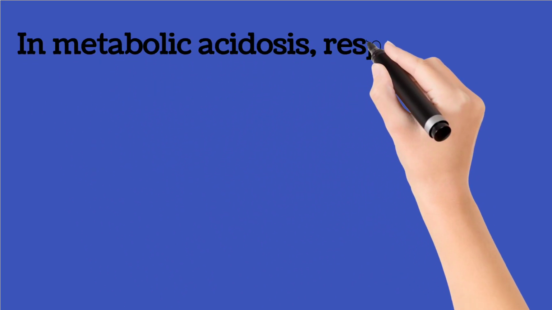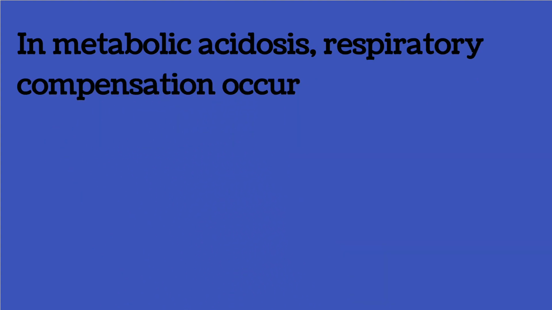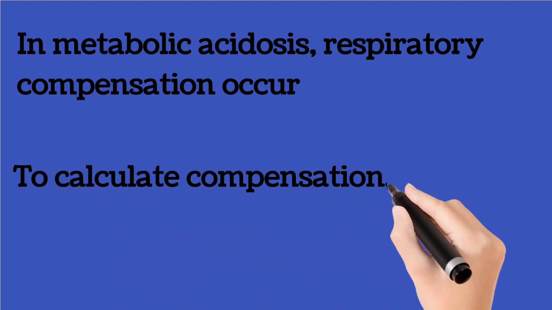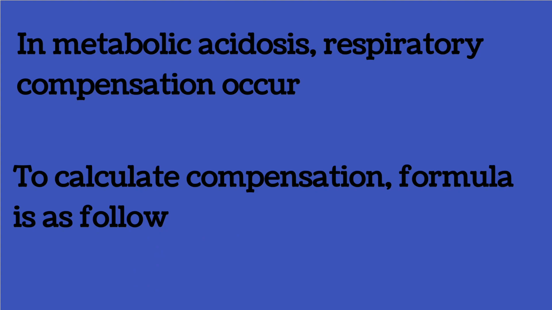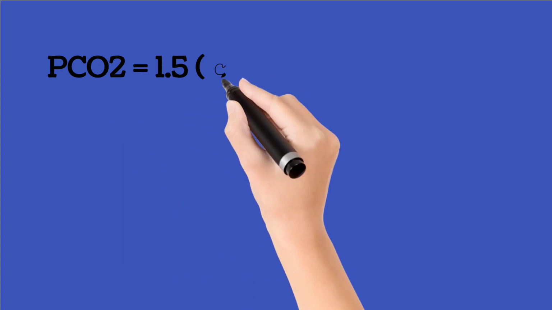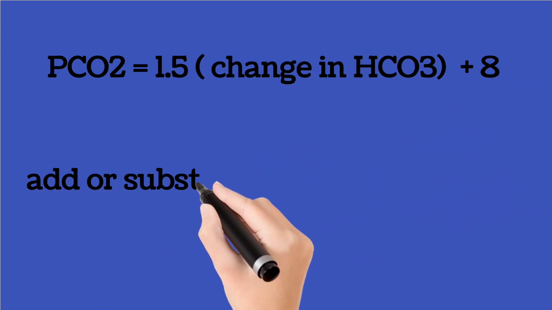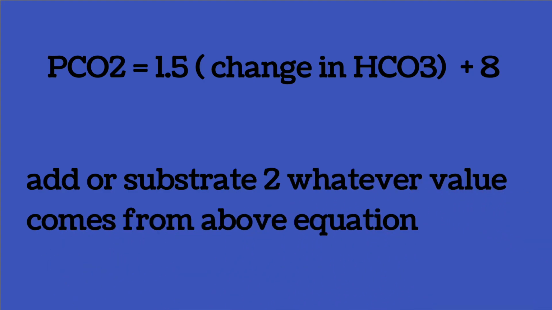In metabolic acidosis, respiratory compensation occurs. To calculate compensation, the formula is as follows. PCO2 equals 1.5 times the change in bicarbonate plus 8. Add and subtract 2 to whatever value comes from the above equation.